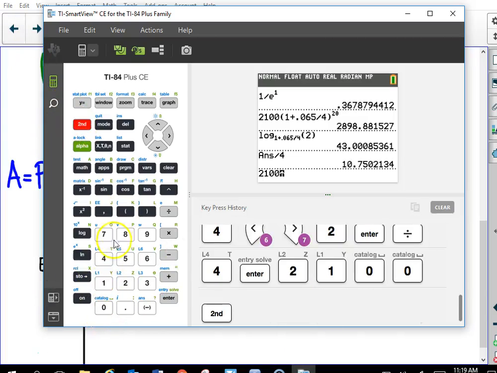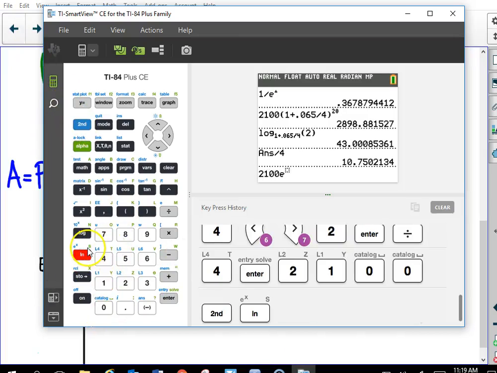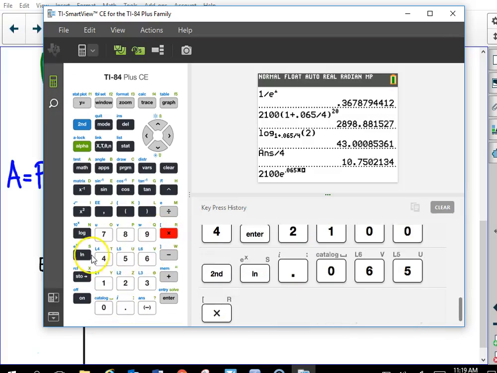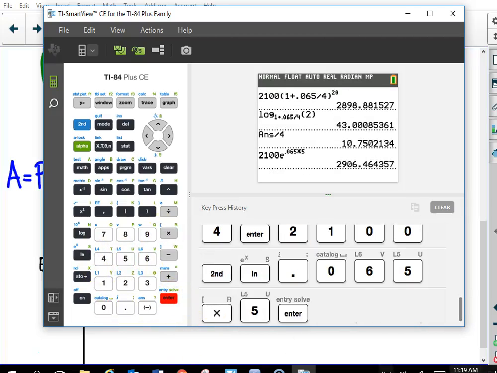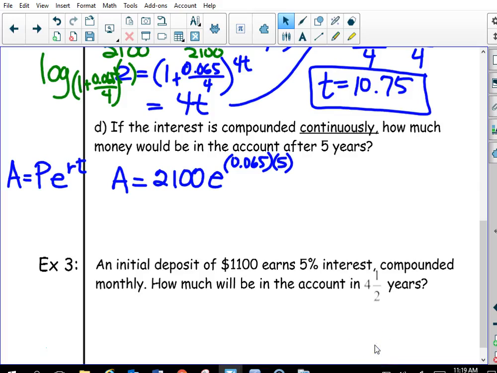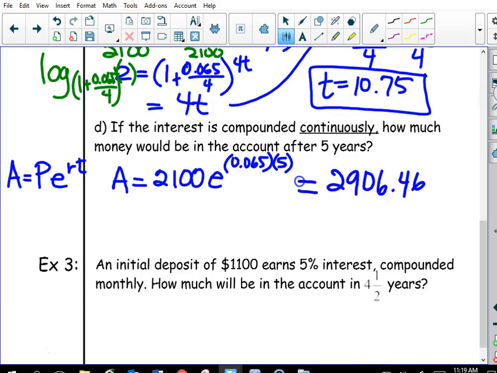Now I'm going to use second and ln, which will give me e to the 0.065 times 5, times 2100. That's 2906.46. Notice that we make slightly more money if we compound continuously.